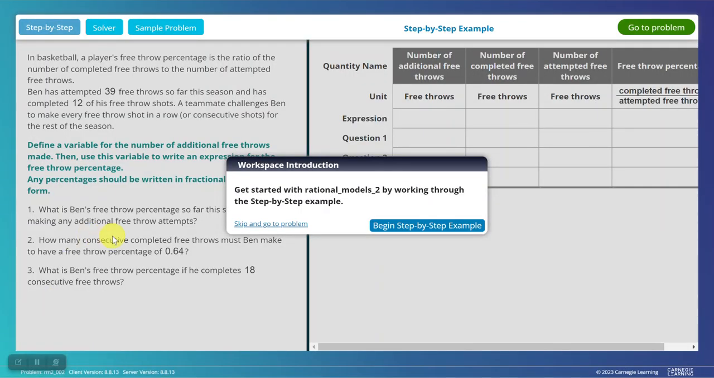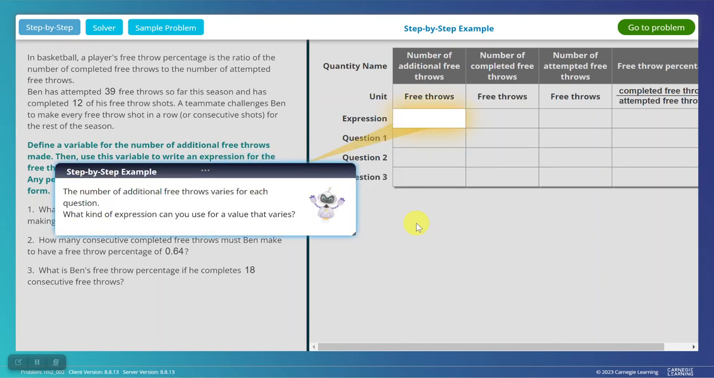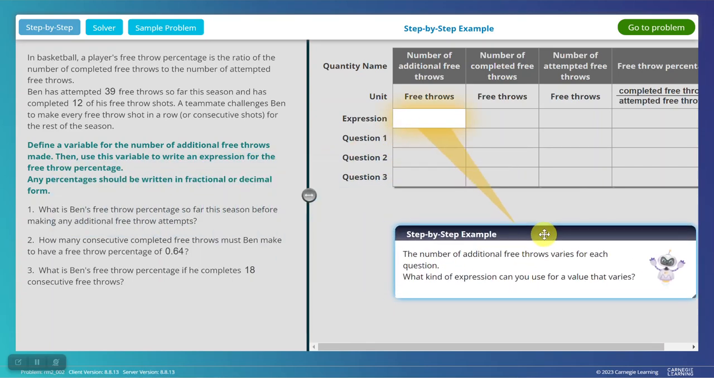Okay, so let's start with the first one, which was on modeling ratios as rational functions. All right, so we're going to go through the step-by-step example, and then we'll try one other problem. So let's move this out of the way so we can read the problem. In basketball, a player's free throw percentage is the ratio of the number of completed free throws to the number of attempted free throws.